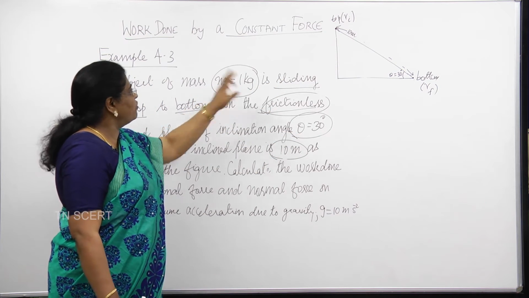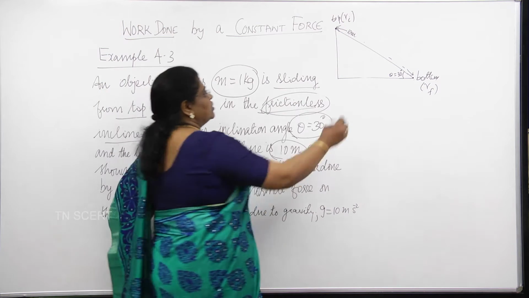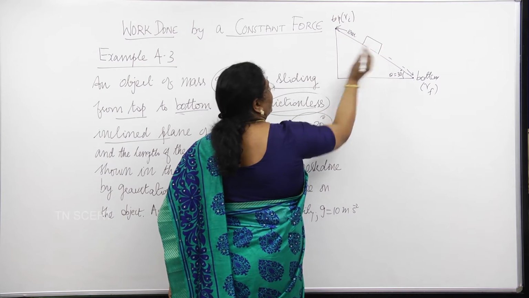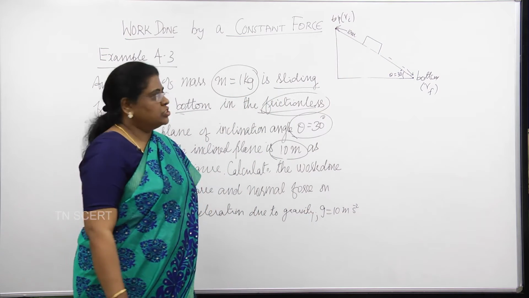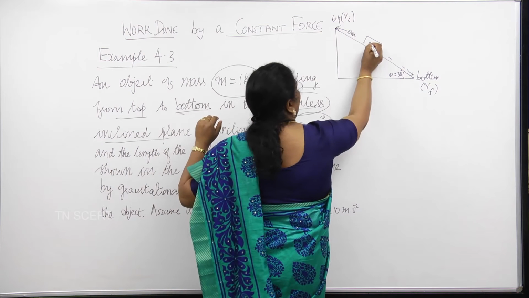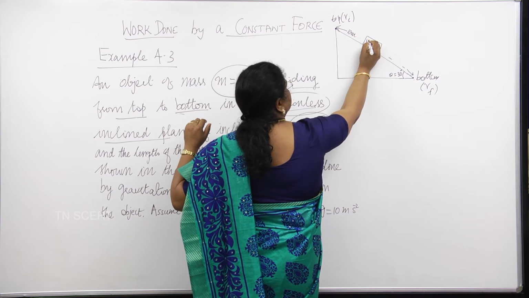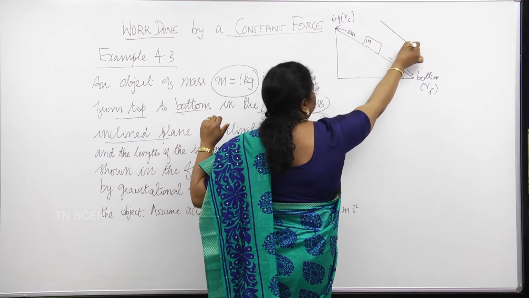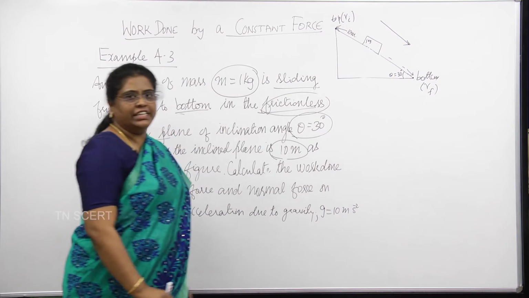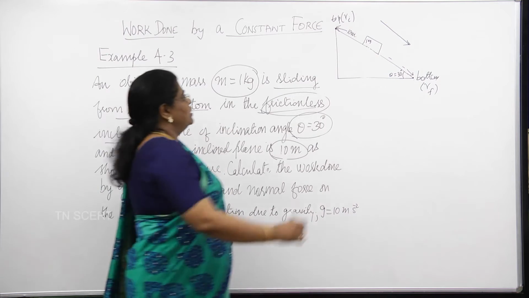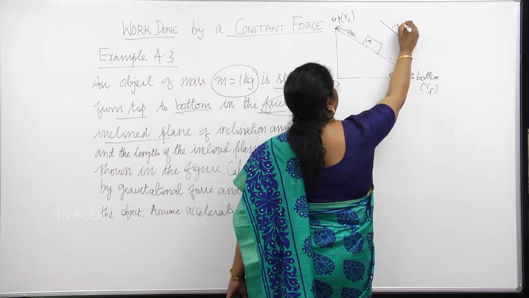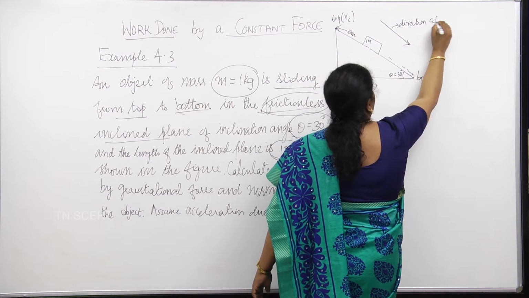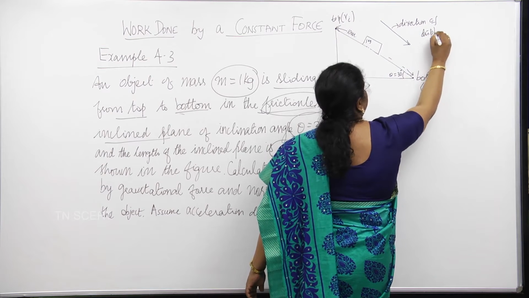Now, mass of 1 kg is sliding. As it slides from here to here, at one point of time the mass would be somewhere in between. What is the mass? Mass is 1 kg. It is just going to slide down. So, that means this is the direction of displacement.